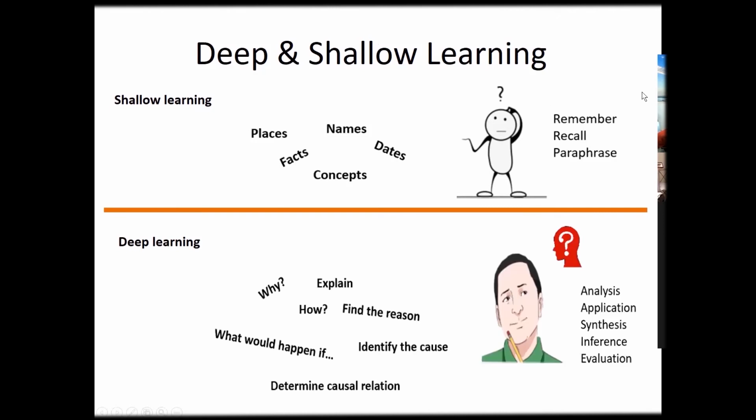Deep level is different. You teach them these, but now we go to a deep level. We ask them why, right? Why are the places like that? Why? Explain the facts, for example, how they're related, right? Find the reason, and so on and so forth. So what we try to do is determine the causal relationship. For doing this, we try to develop this ability. We require students to analyze, to apply, to synthesize, to infer, and to evaluate.